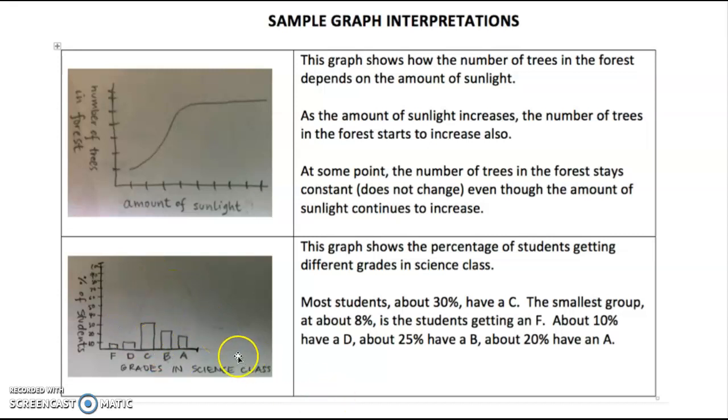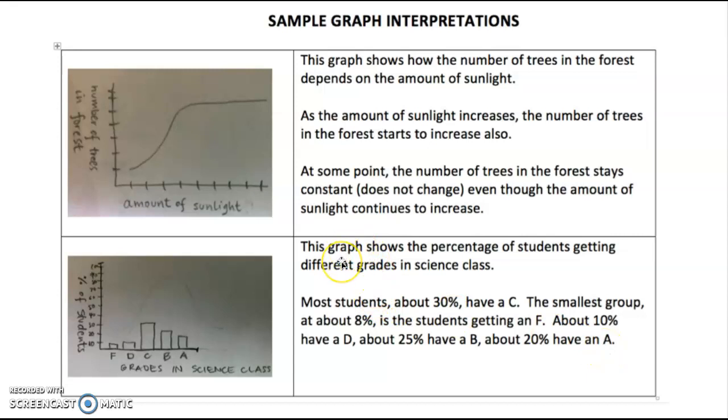So I'm just looking at the bars. All right, so I want to look overall, what does the graph show? And I say this graph shows the percentage of students getting different grades in science class, right? It's showing these different categories. Okay, and now I want to break it down and explain each bar, each part of the graph. So I first look at patterns and I notice, oh wow, the C is the highest, F is the lowest. All right, so most students, about 30%, have a C. The smallest group, at about 8%, is the students getting an F. About 10% have a D, about 25% have a B, about 20% have an A, okay?